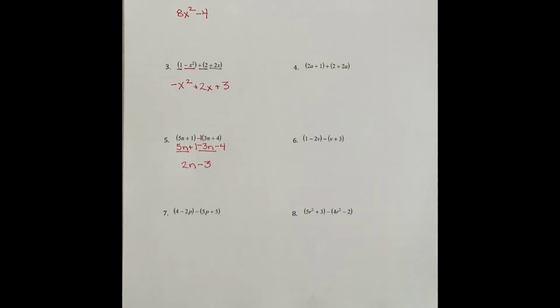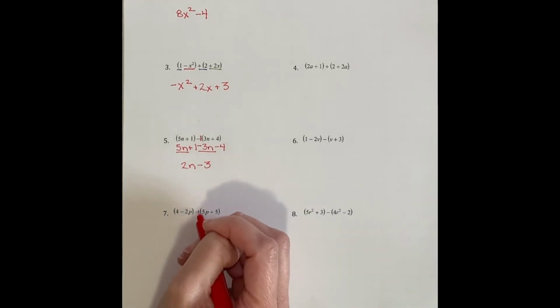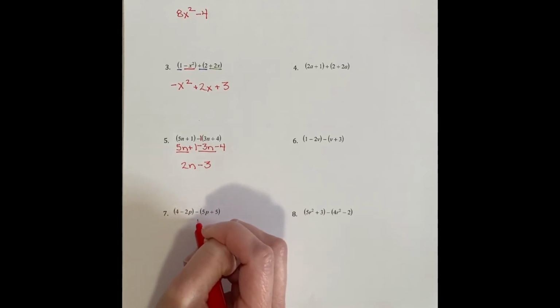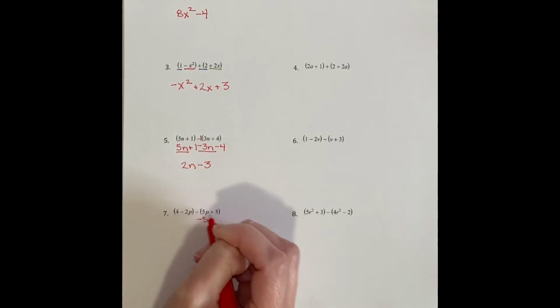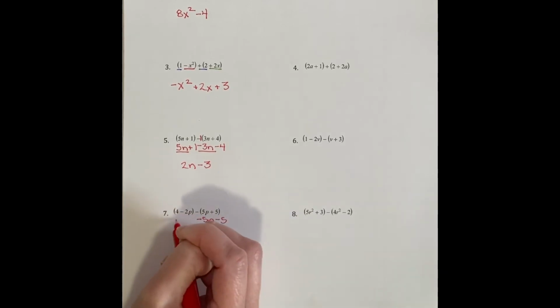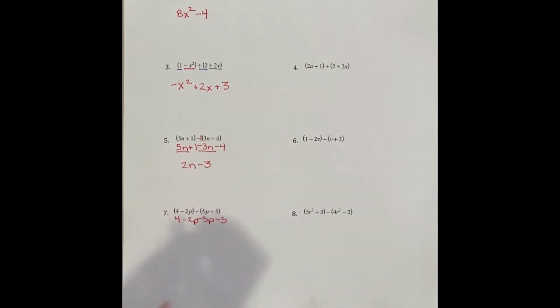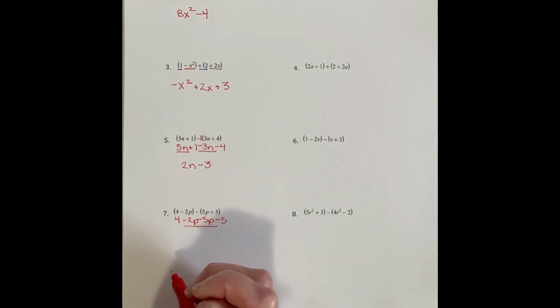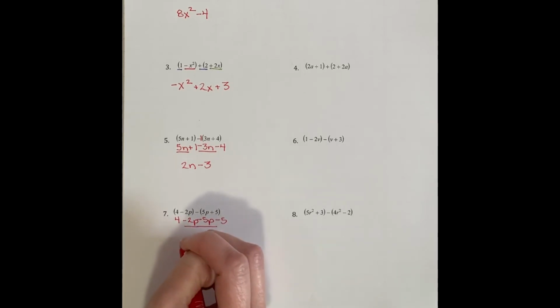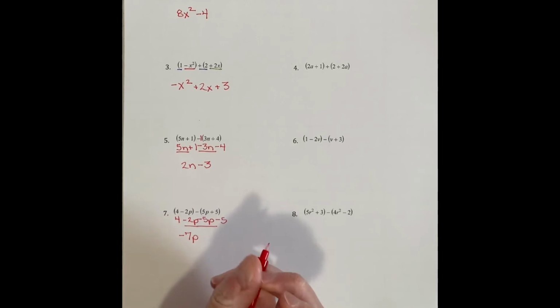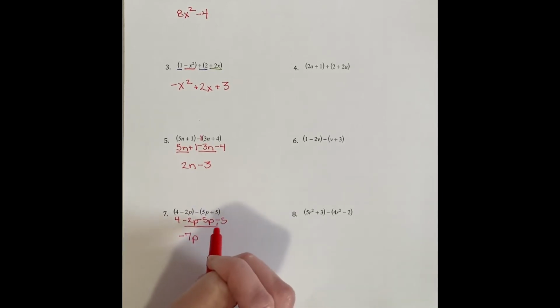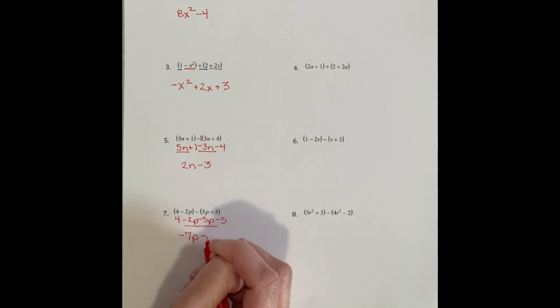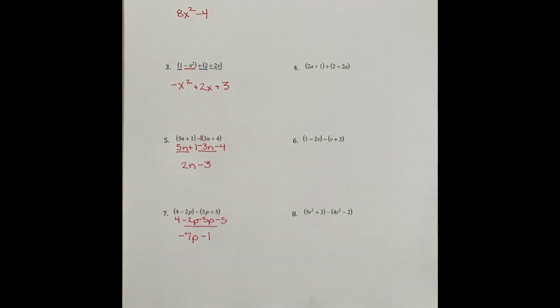And the same thing happens on number 7. This is a negative 1, so negative 1 times 5p is negative 5p. Negative 1 times 5 is negative 5. No change to my first set. I have a negative 2p minus 5p. Negative 2 minus 5 is negative 7p. And then I have left 4 minus 5. 4 minus 5 is negative 1. Minus 1. Try 2, 4, 6, 8. Pause the video and then come back and check your answers.